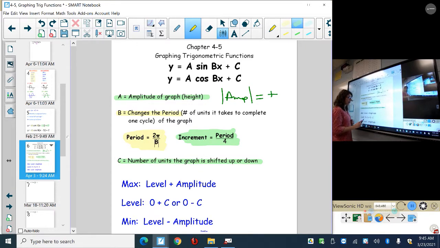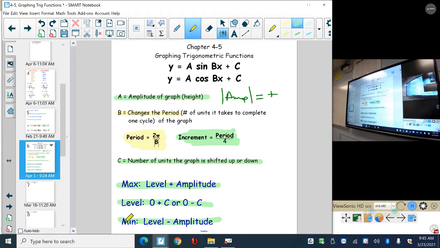What does that impact? Well, that's going to impact your level and your minimums and your maximums. So how do I find this? My level is going to be 0 plus or minus C. Your maximum is going to be your level plus your amplitude, and your minimum is going to be your level minus your amplitude. Okay? So those things are super easy for us to be able to calculate. So what we're going to do is go straight into tonight's notes.